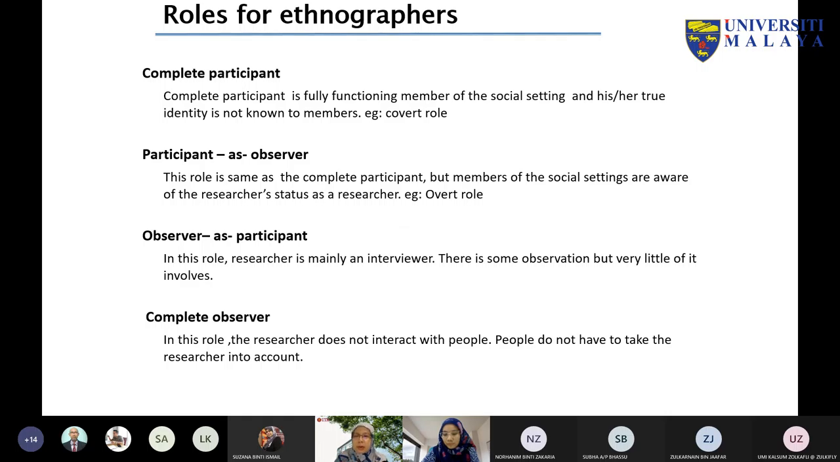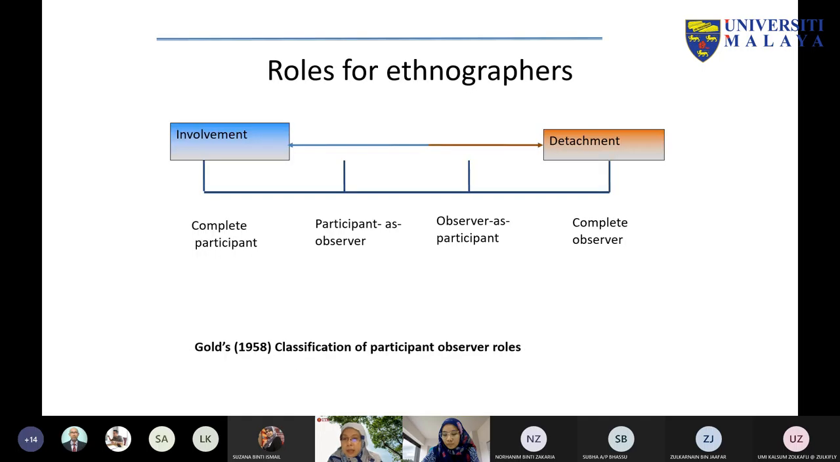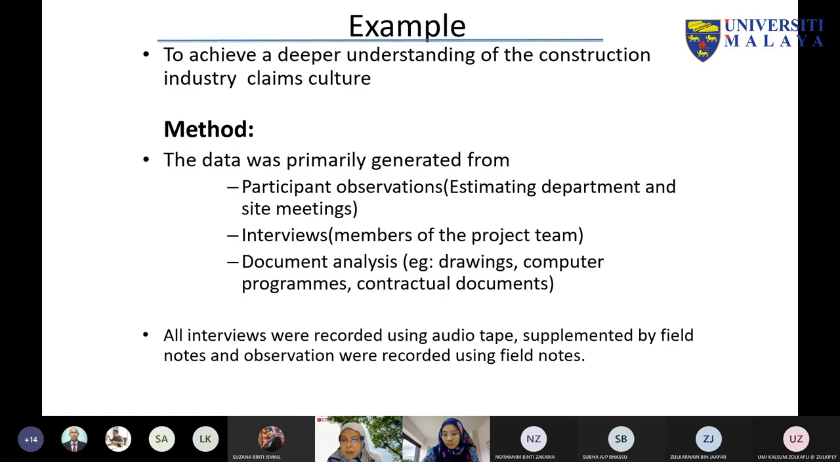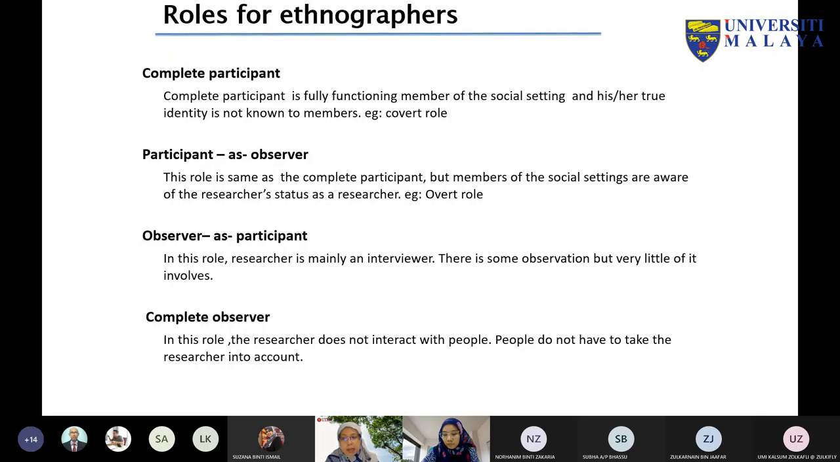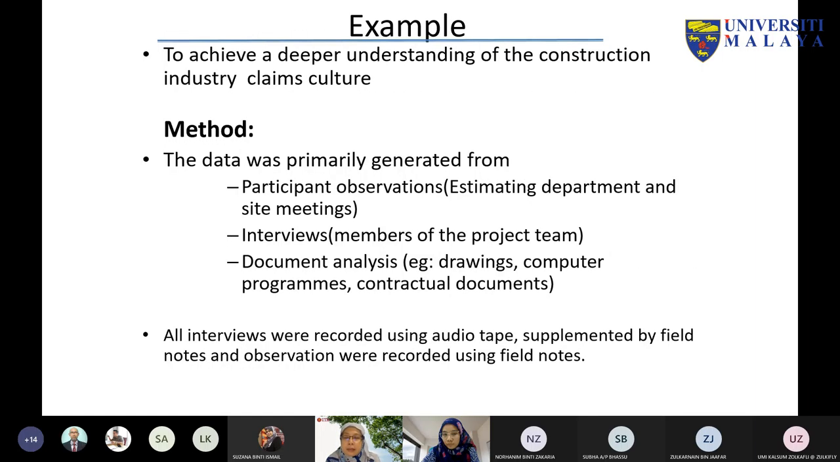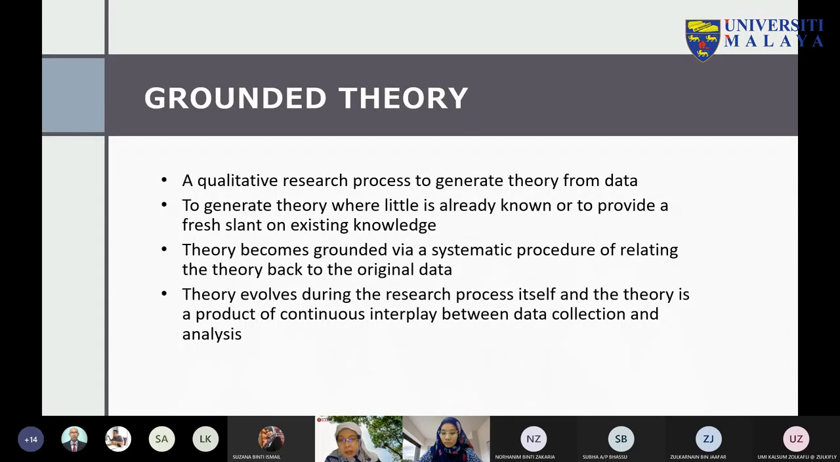Involvement: you are a participant, or participant as observer, or observer as participant, so involved or detached. Detached is outside, you only observe. Complete participant is a fully functioning member of society. Participant as observer is the same role as complete participant, but they are aware of the status of researcher. Observer as participant is mainly an interviewer, with some observation but little involvement. Complete observer does not speak, stays outside and only observes. This one is detached, while the others are involved.